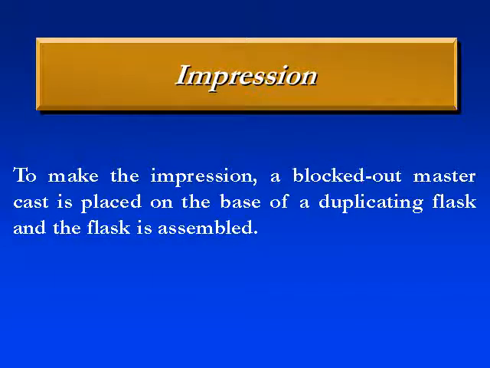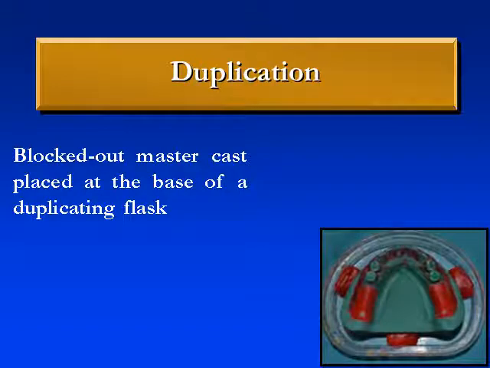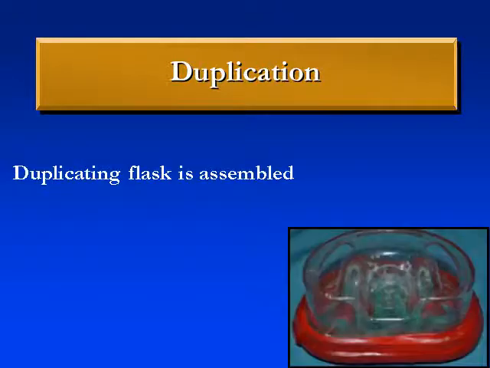So, if we want to make an impression of the stone cast, the blocked out master cast is placed on the base or the bottom of the duplicating flask and the flask components assembled. So, this is the duplicating flask. Here we place the blockout master cast at the base of the duplicating flask. Then the duplicating flask is assembled and closed, ready for the duplication procedure.